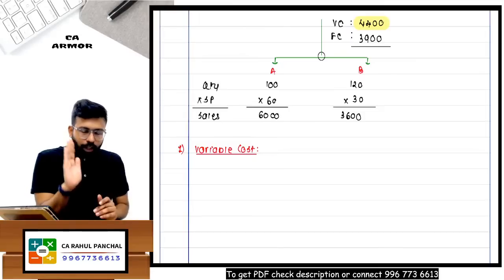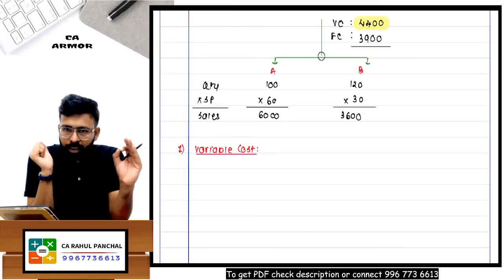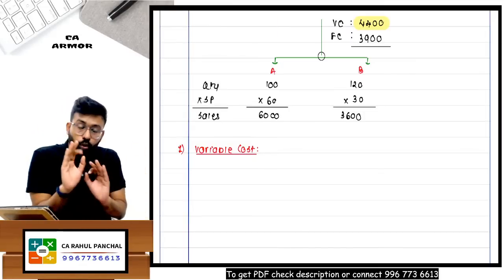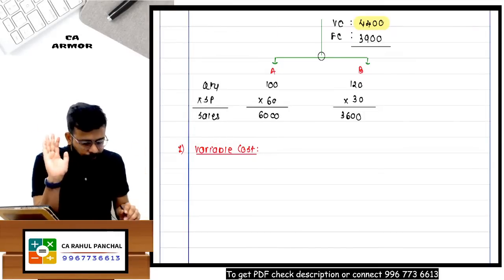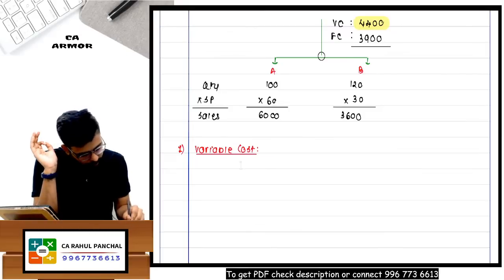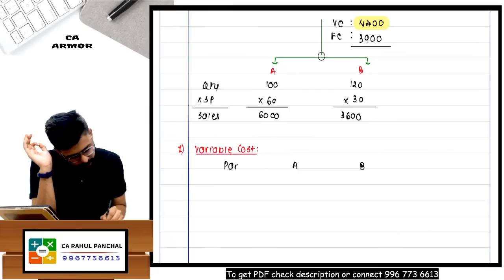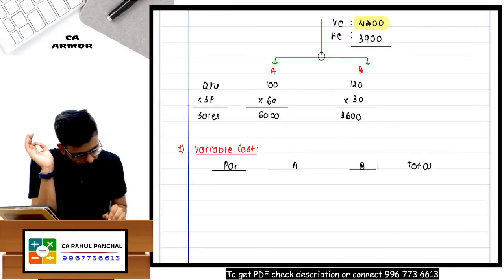I will do this. 4,400 will be divided between A and B in the ratio of this. So now you will understand this. Please understand here. First I do this. So it means I will say there is particulars, there is A, there is B, and then there is total. Okay. Now in this case, I will write down my total variable cost.